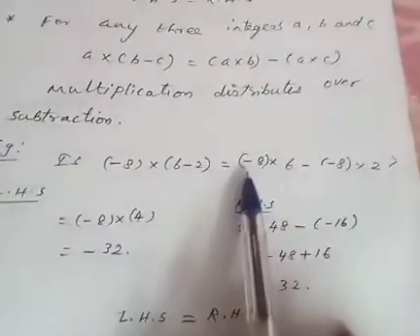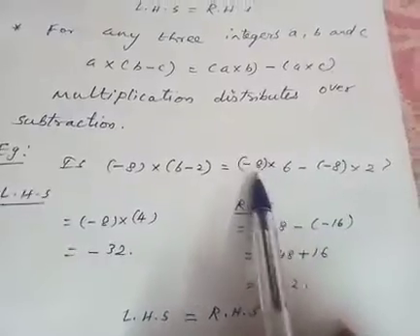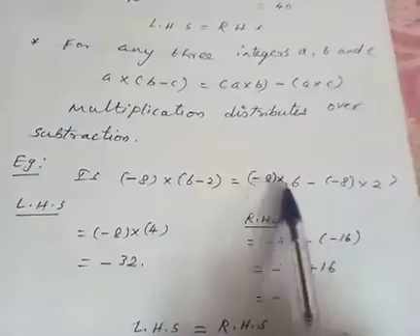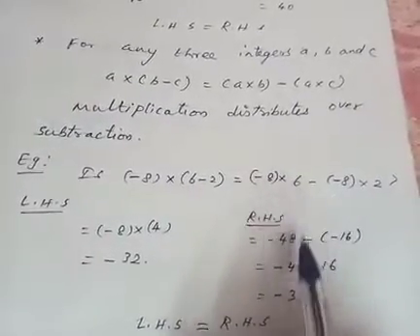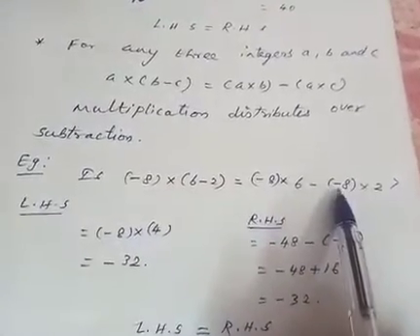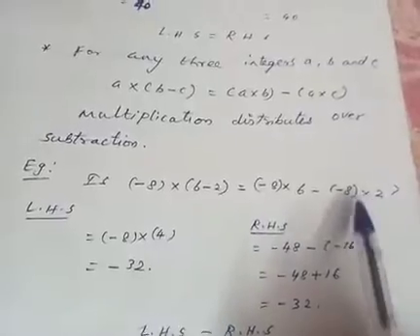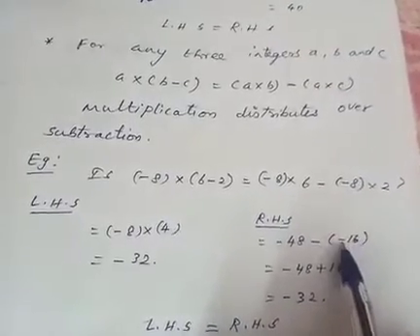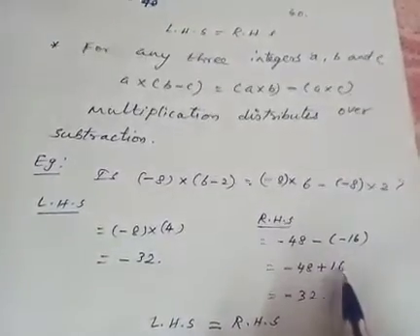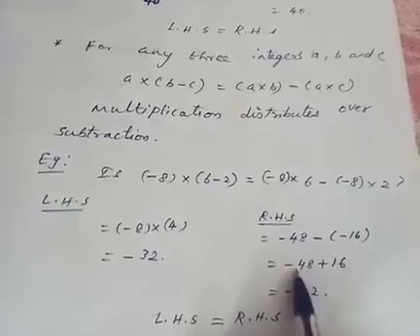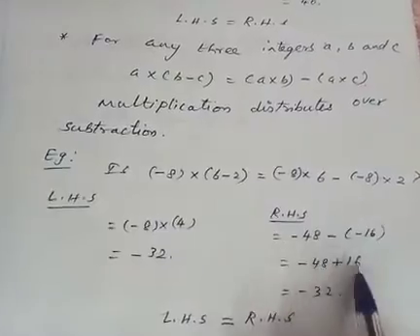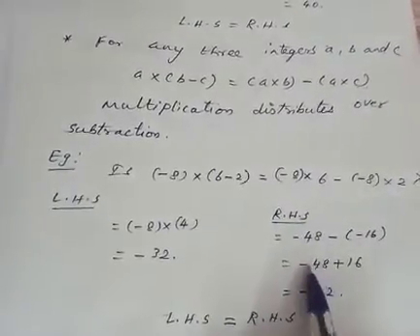What is the right hand side? Minus 8 into 6: a negative integer and a positive integer, so the product is a negative integer. 8 sixes are 48. Next, minus 8 into 2: a negative integer and a positive integer is a negative integer. 8 twos are 16, so minus 16. Here it is minus 48, minus into minus gives plus 16. So minus 48 plus 16 has different signs, so we subtract and put the sign of the bigger number. Subtract 48 minus 16, which is 32. So the bigger number's sign is minus, giving minus 32.